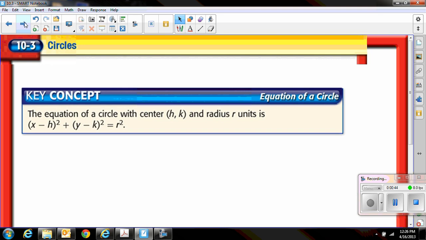Our equation for a circle with center at (h, k) and radius r is given by the equation (x minus h) quantity squared plus (y minus k) quantity squared equals r squared. Again, h and k, look out how they are. It's minus h, minus k, so they're opposites. That means if you have a plus h, that is actually a negative when you write the center out.